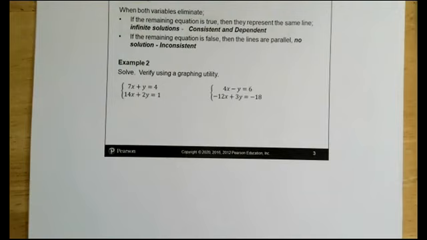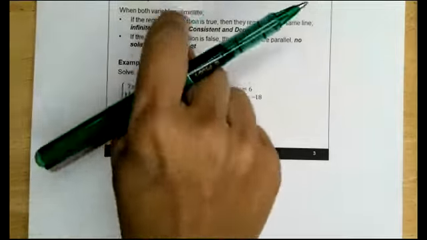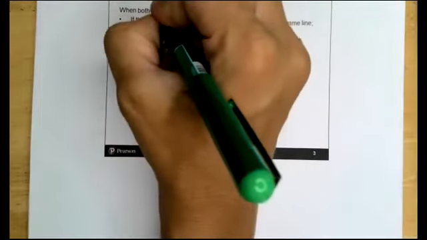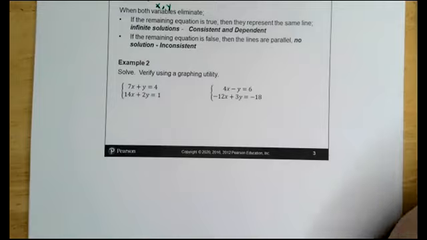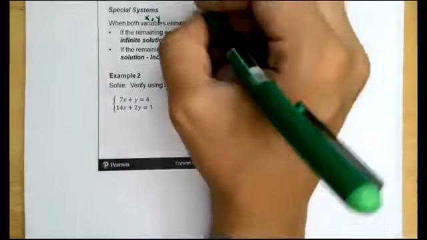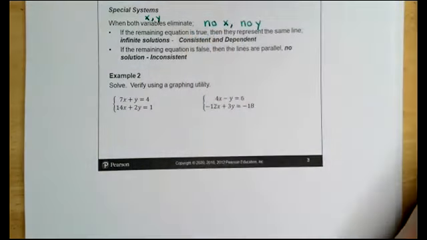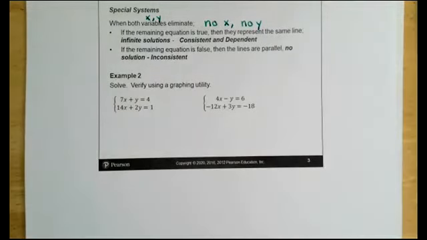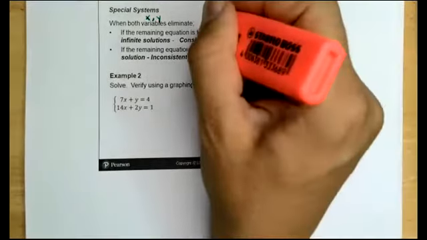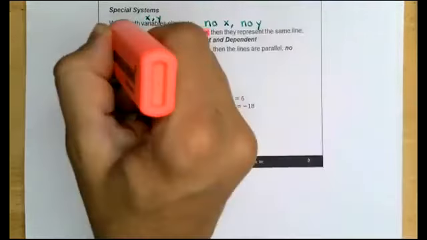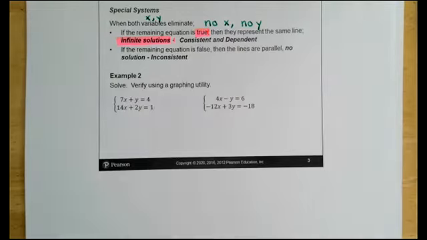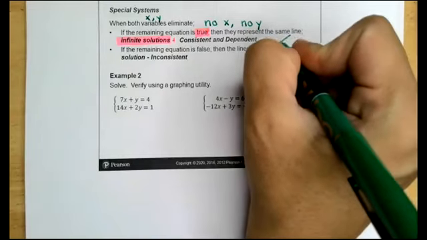So for the last 2 examples, the systems each had one solution. The lines crossed in exactly one place. There are special systems where both variables, the variables are x and y, eliminate. So when both variables eliminate, that means there is no x, there is no y, okay? If the remaining equation is true, that means you say there are infinite solutions. It is consistent and dependent, or the lines are right on top of each other.